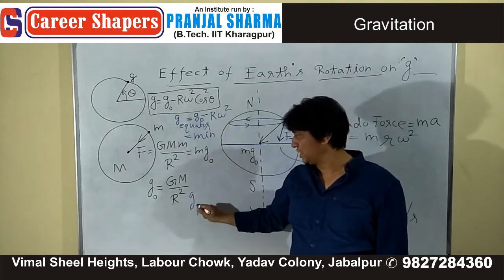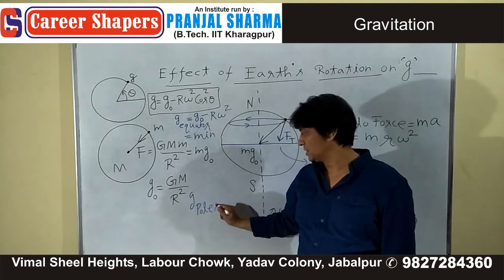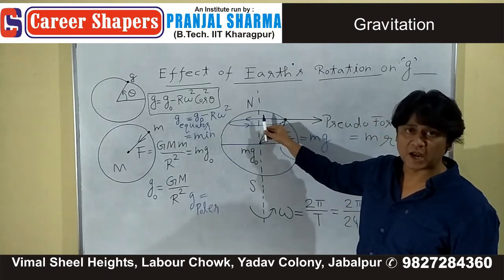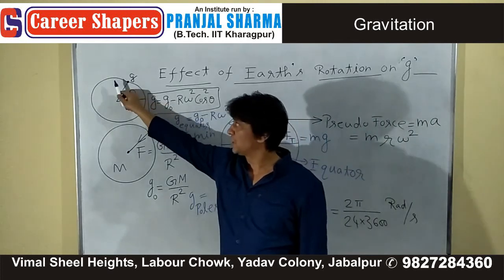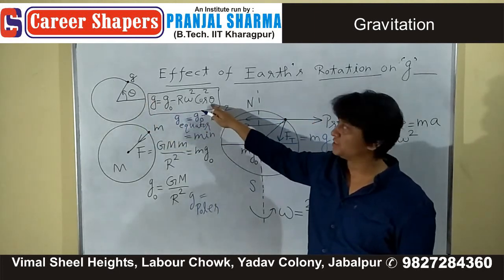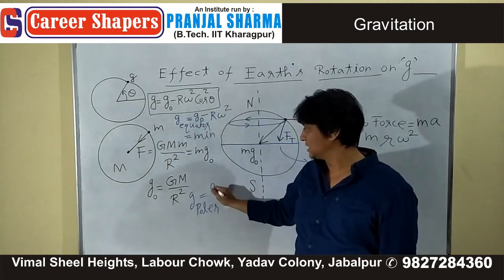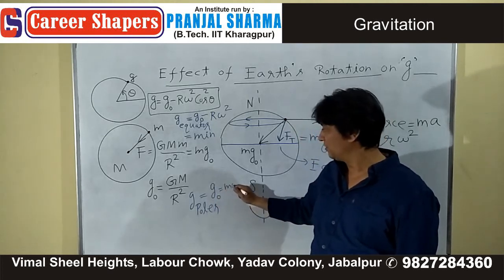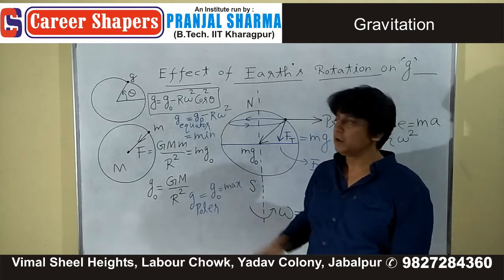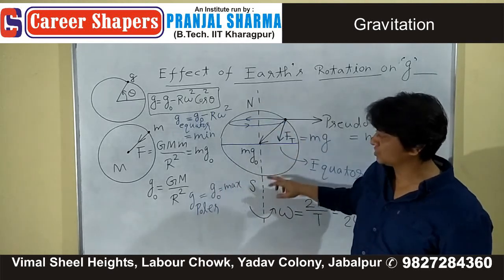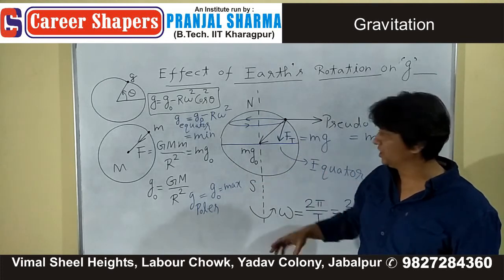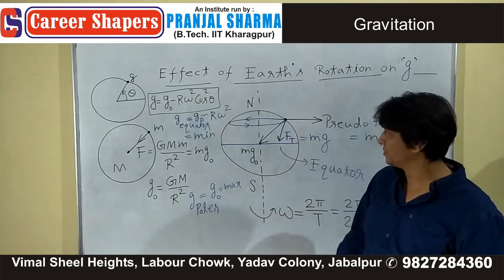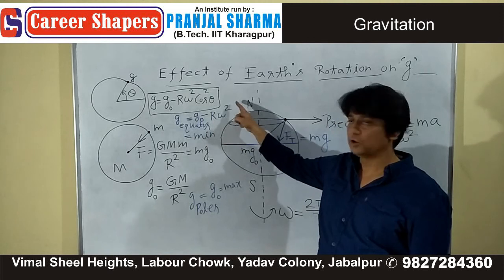When you reach the poles, for poles theta becomes what? 90. What is cos 90? 0. And your G at poles is simply G naught, which is the maximum value of gravitational acceleration. If you are at the North Pole or South Pole, you will experience maximum G. If you are on the equator, G will be minimum, G naught minus R omega square.